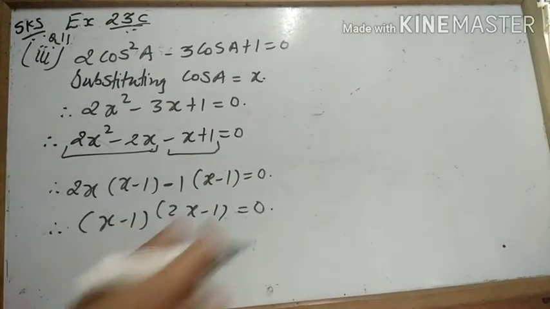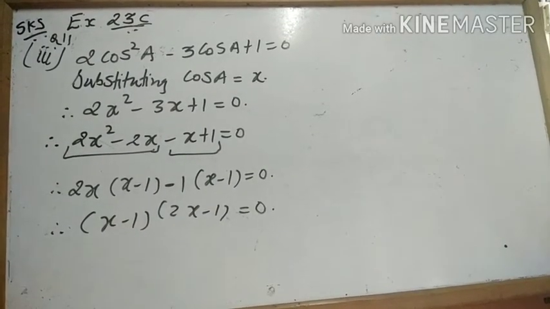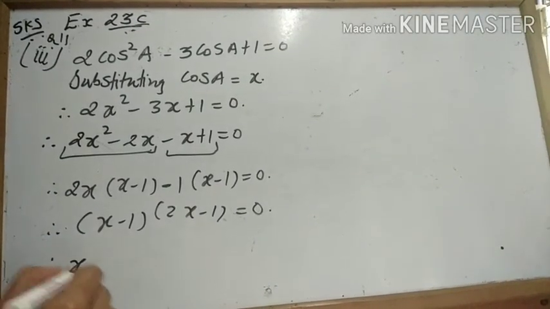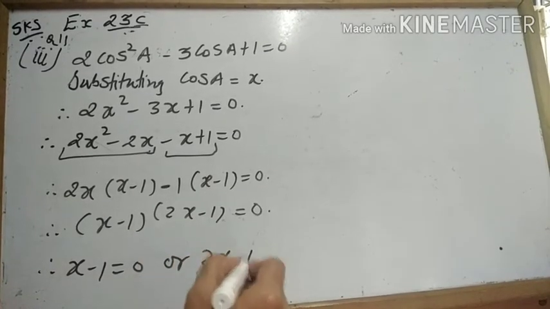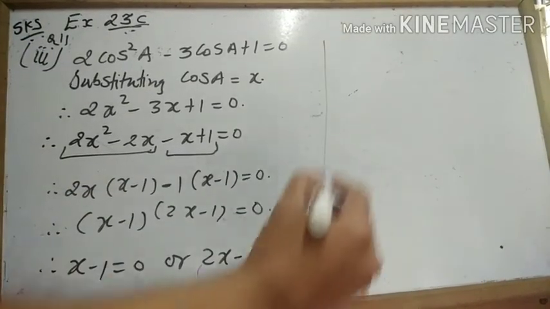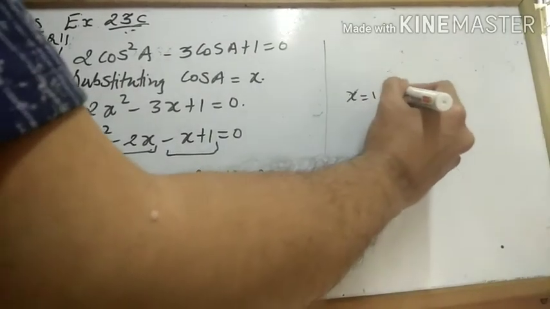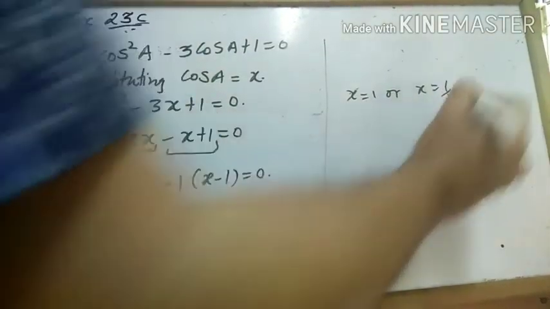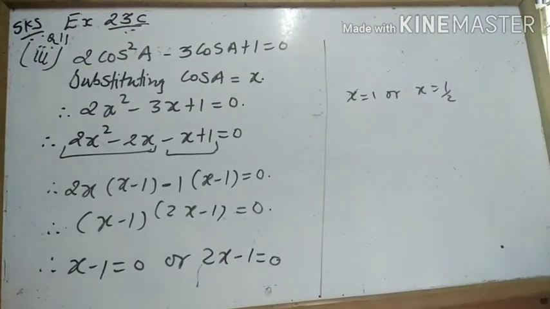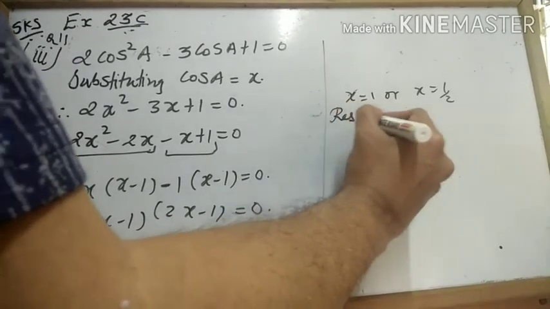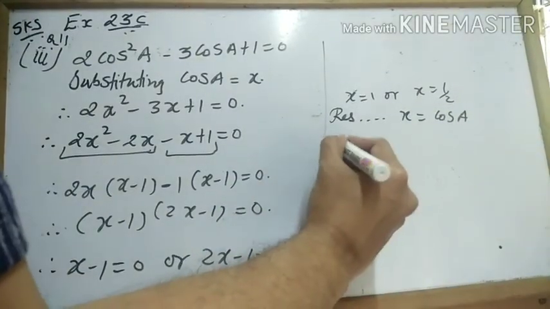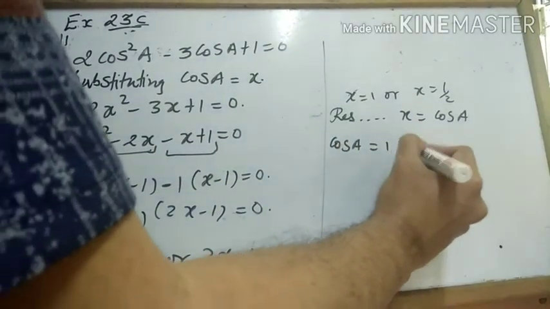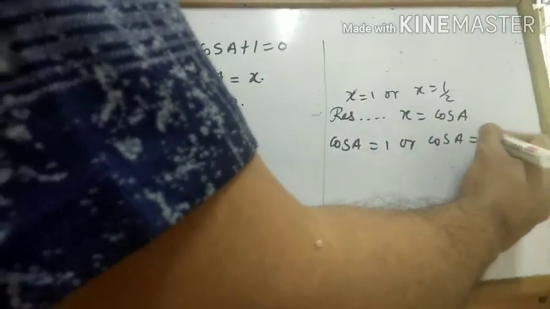If you remember the concept, product of two numbers is 0, then either of the numbers is 0. So I can say that x minus 1 equal to 0, or 2x minus 1 is equal to 0, which will tell me that either x is equal to 1 or x is equal to 1 over 2. But remember, we are not supposed to find the value of x, we are supposed to find the value of a. So what I'm going to do is resubstitute x is equal to cos a. So I can say cos a is equal to 1, or cos a is equal to 1 over 2.